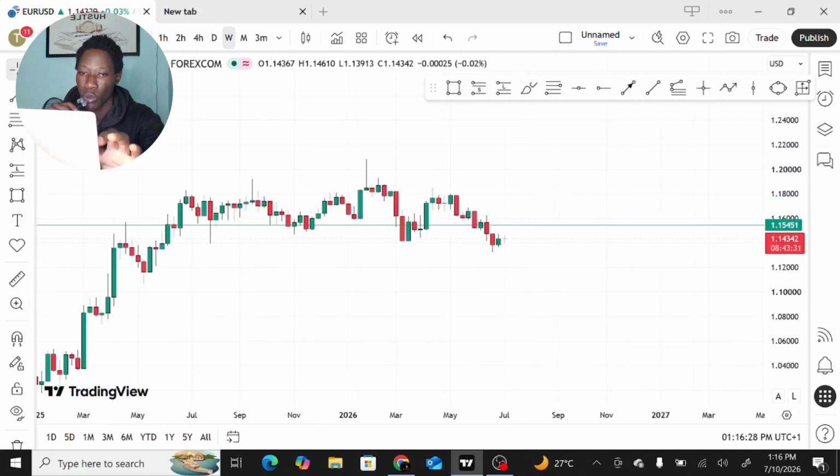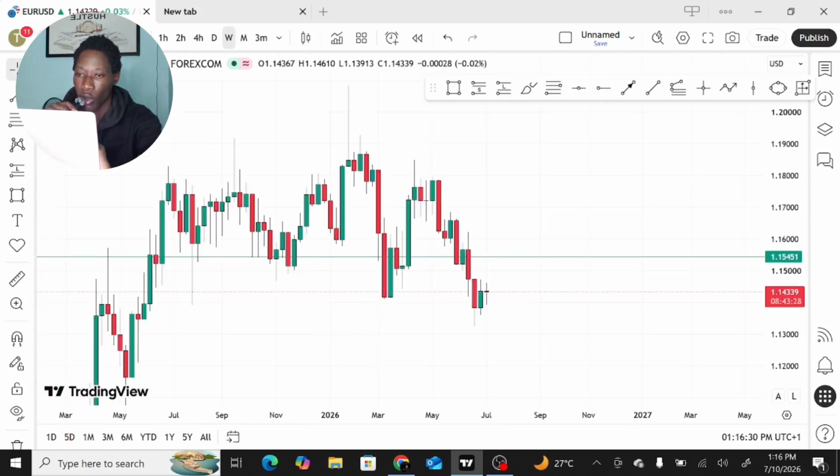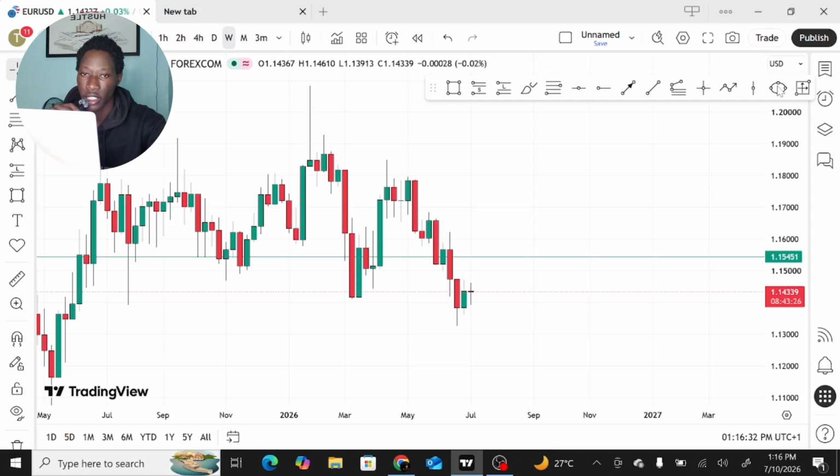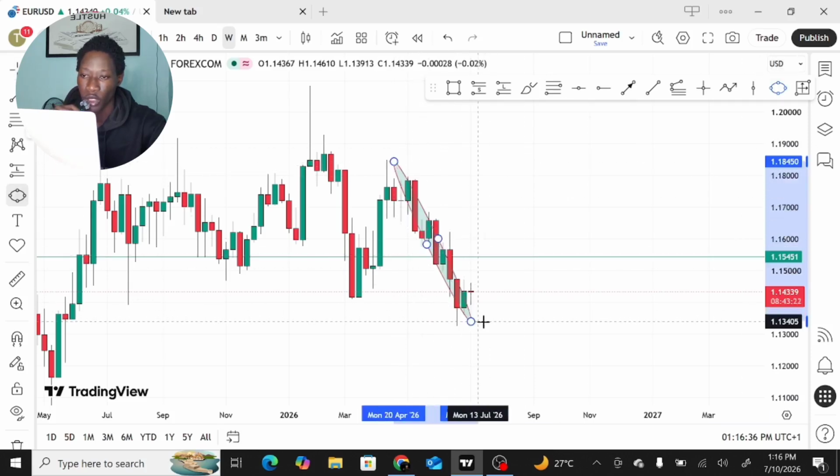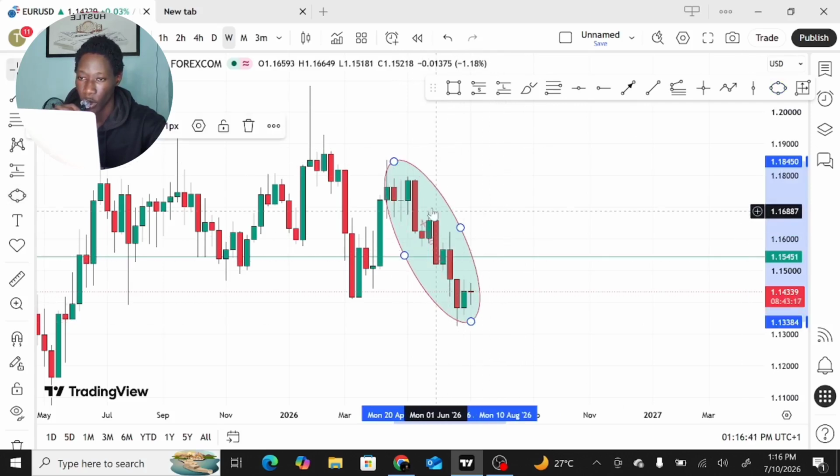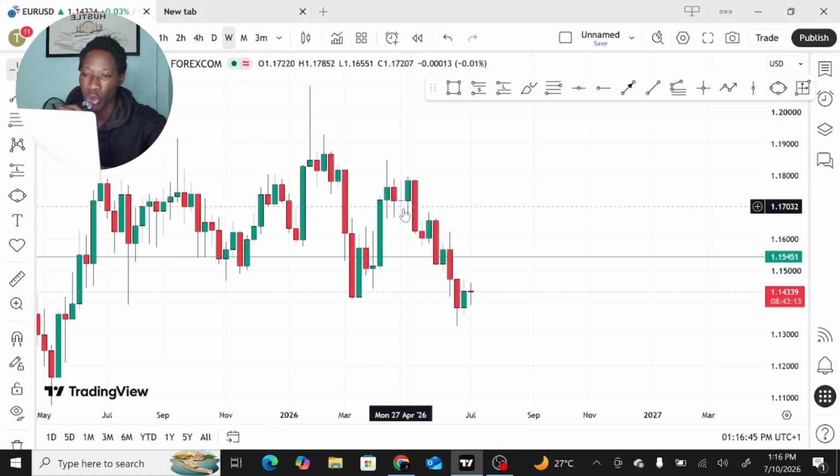If you're not to zoom towards this particular level, you can see that the current move of this market is a downward trend. If you do your analysis on this downward trend and see what's actually happening, you can see that this is where the downward trend started from. This is the origin of the downward trend.